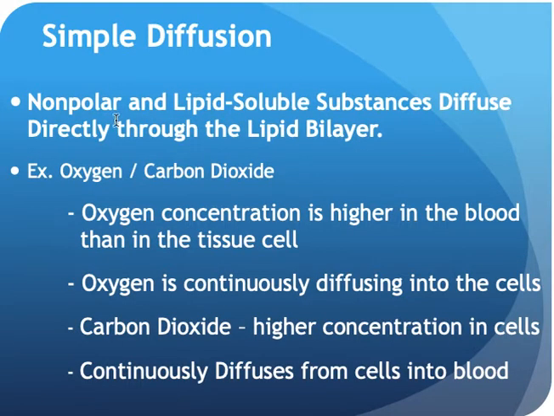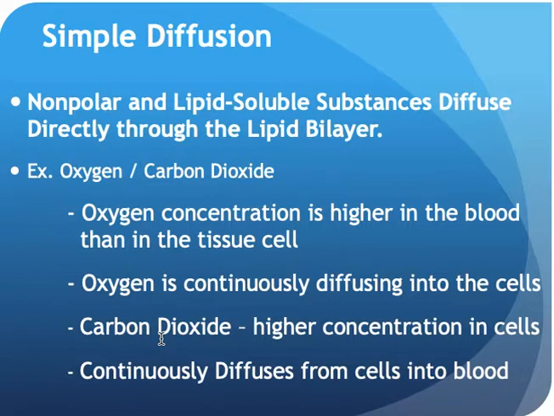So simple diffusion, nonpolar and lipid-soluble substances diffuse directly through the lipid bilayer. A good example of this is oxygen and carbon dioxide. And you're going to find that with the passive things, it's usually things that our body needs a lot, okay, or things that we have to move around a lot. And oxygen and carbon dioxide are obviously one of those things. But oxygen concentration is higher in the blood, right, because we've put it into the blood to be able to transport it around to the body. And it's going to be lower in the tissues, okay, because we want to actually put it into the tissues so that they can use it, right? So oxygen is constantly diffusing into our cells from our blood.